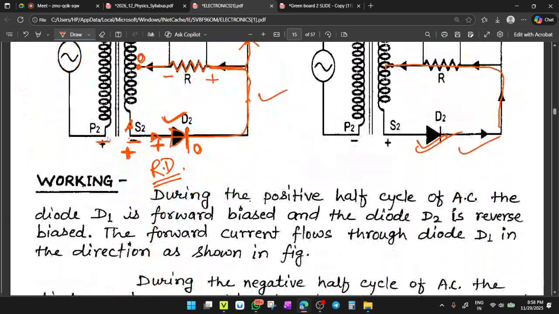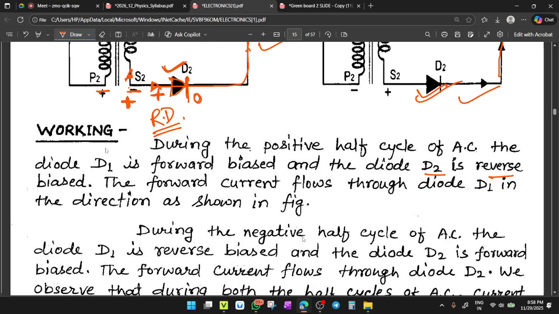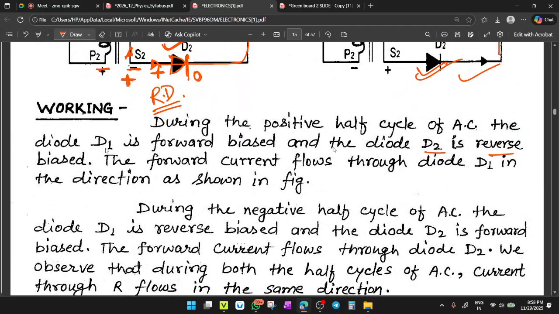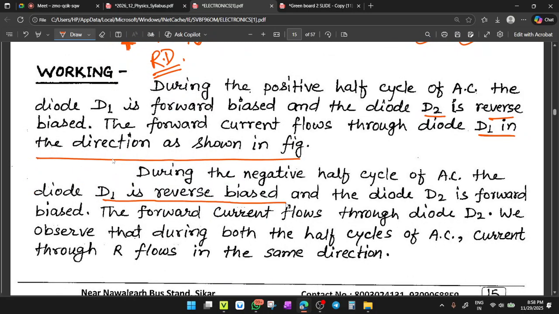The circuit is shown in the figure given. Working: during the positive half cycle of AC, the diode D1 is forward biased and the diode D2 is reverse biased. The forward current flows through diode D1 in the direction as shown in the figure. During the negative half cycle of AC, the diode D1 becomes reverse biased and the diode D2 forward biased. So the forward current flows only through diode D2.